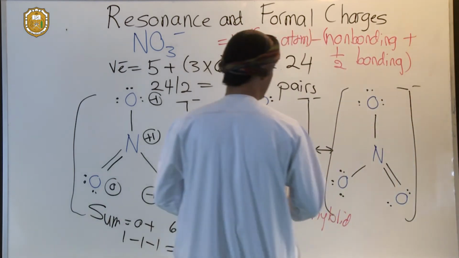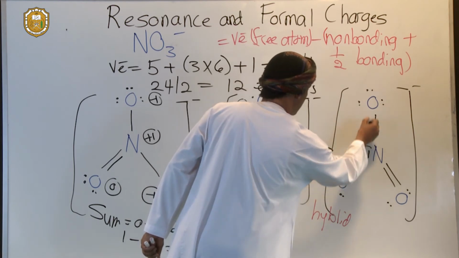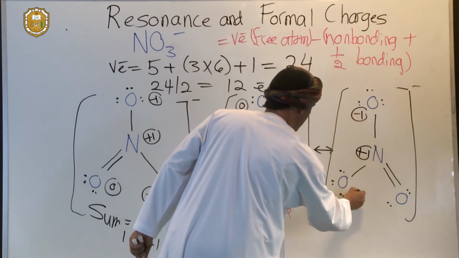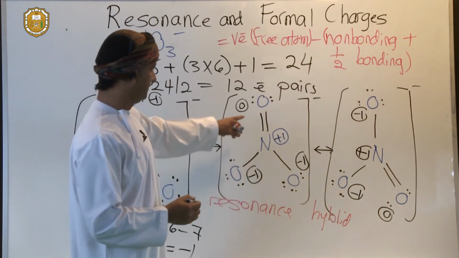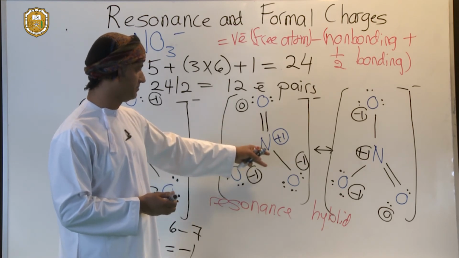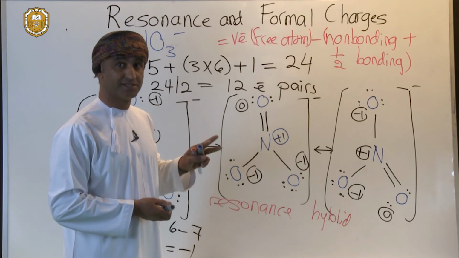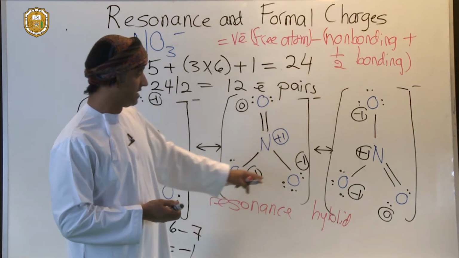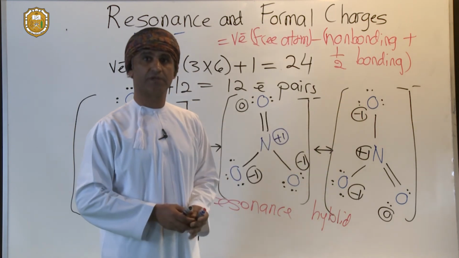Moving on to the last structure, the formal charge here is also plus 1. The formal charge here is minus 1, and here 0. If you add all of these formal charges together, you will see minus 1 plus 0 plus 1 minus 1. The total should be minus 1. Otherwise, there is a mistake, and there isn't. It should give minus 1, and it does.